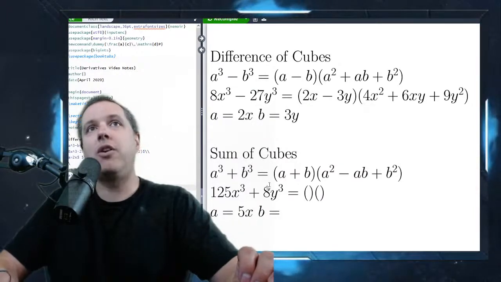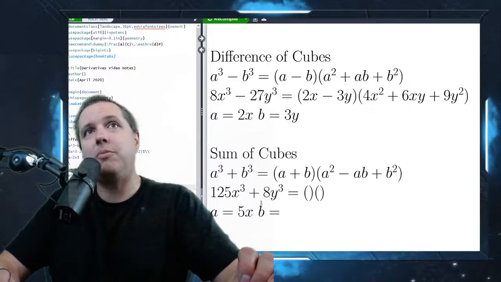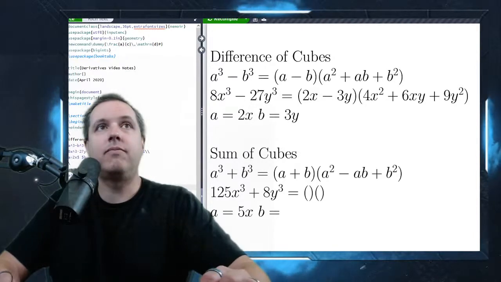And for B, hopefully you're already kind of going, oh, I know that one. It's like from the last problem. It's going to be 2y, right? 2y.